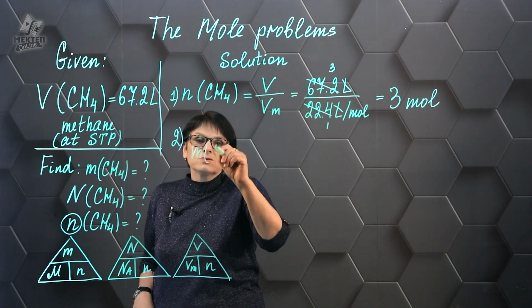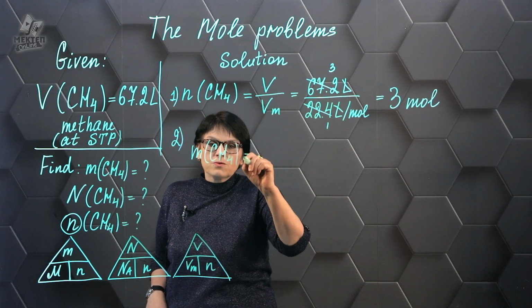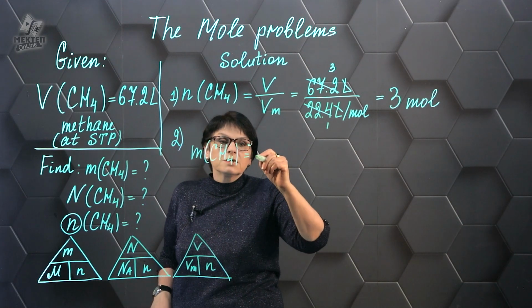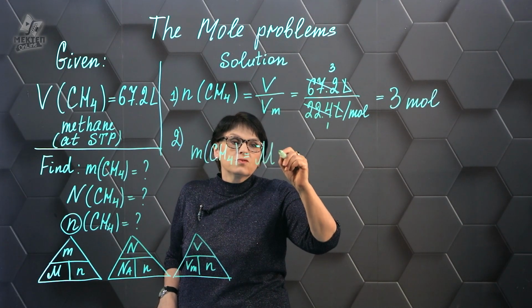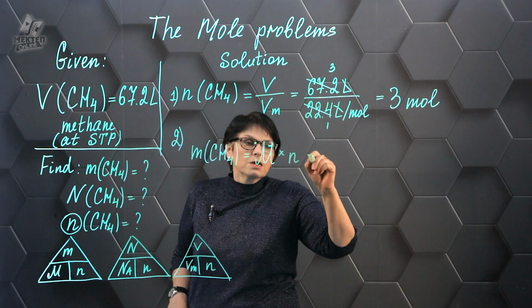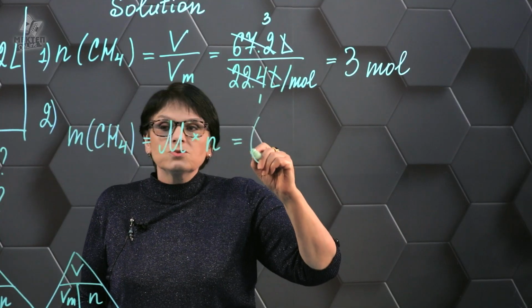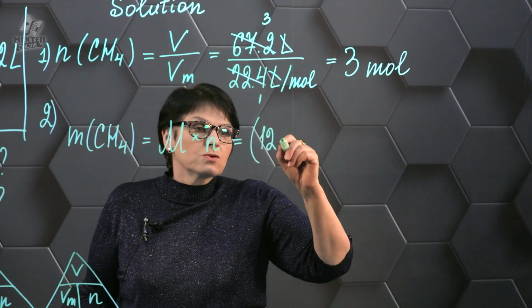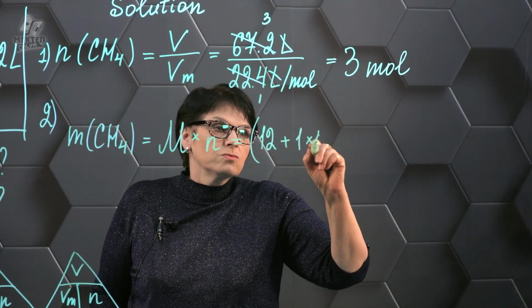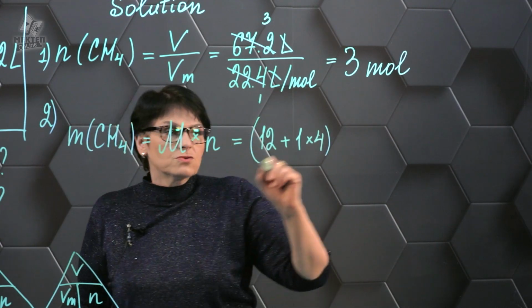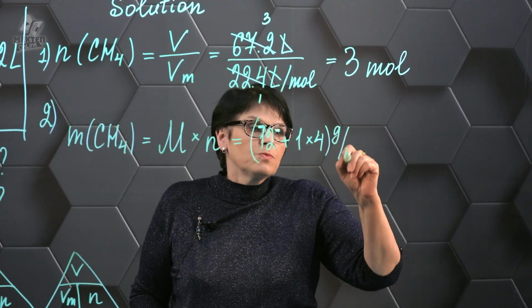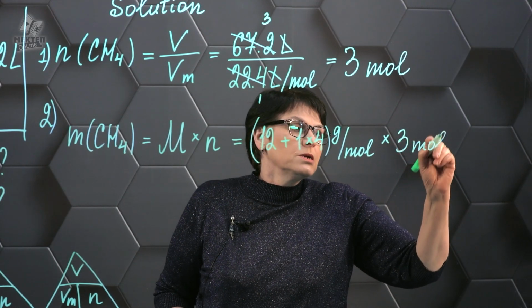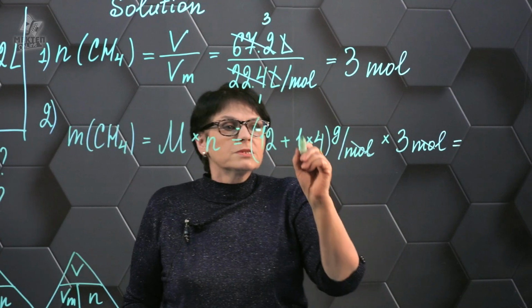In order to find the mass of our methane, we will use a formula that relates the amount of substance to the molar mass and to the mass. To do this, we'll use the formula: mass equals molar mass times the amount of substance. We'll find the molar mass right away. It will be 12, the atomic mass of carbon, plus hydrogen 1 times 4, because hydrogen is 4, all in grams per mole. And all of that has to be multiplied by 3 moles. The mole and the mole will reduce.